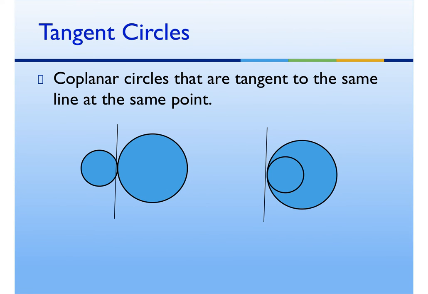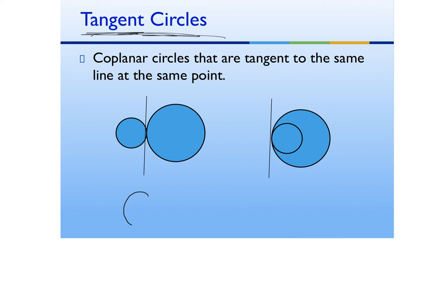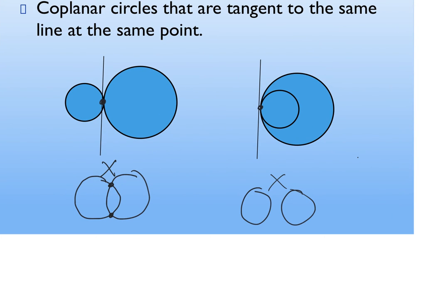Coplanar circles that are tangent to the same line at the same point, we call tangent circles, okay? Notice these circles intersect each other at one point. If you had circles that intersected at 2 points, they would not be tangent circles. A Venn diagram looking double circle is not tangent, because they intersect here and here. They have to intersect at a single point. And if they don't intersect at all, they are not tangent either. So this would also be an example where they are not tangent.